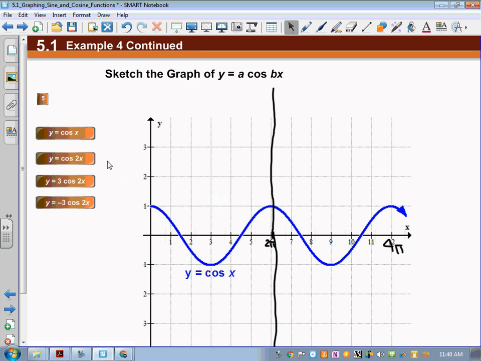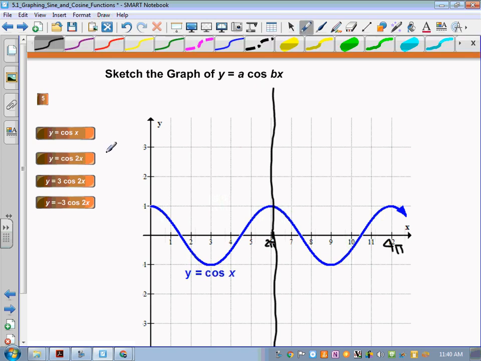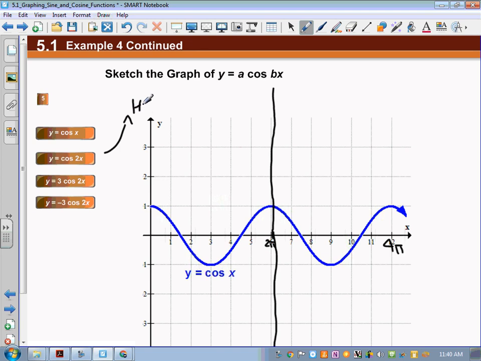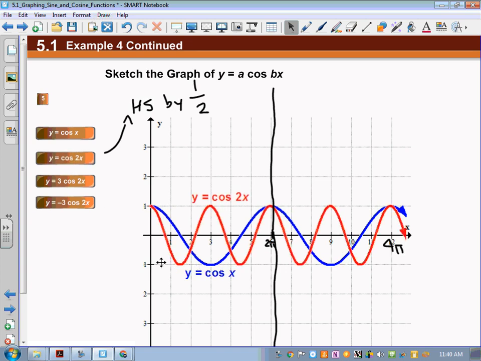What's going to happen here is that when we apply y equals cos 2x, again, it's important to identify exactly what's happening there. Y equals cos 2x is a horizontal stretch by 1 over 2. It's 1 over the b value. And what that does is it compresses our graph. Instead of one rotation along the blue line, we are getting 2 rotations along that red line.